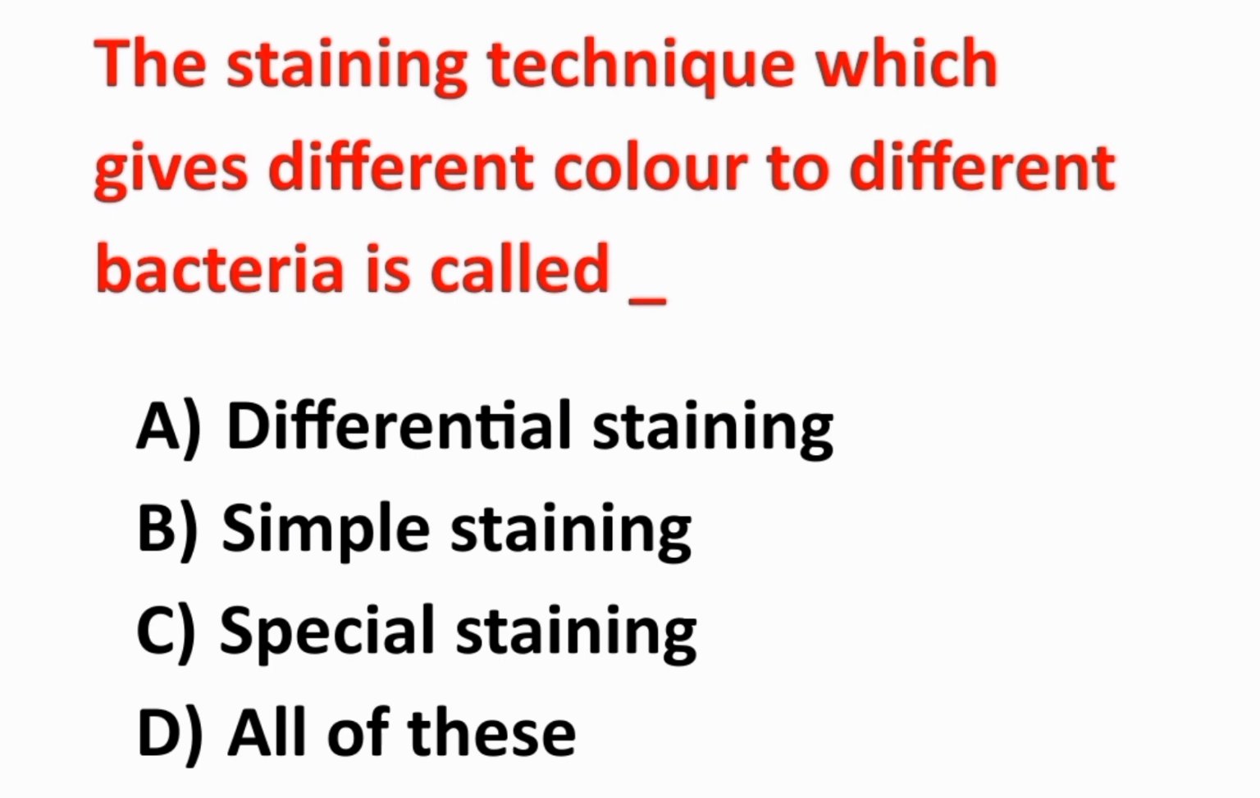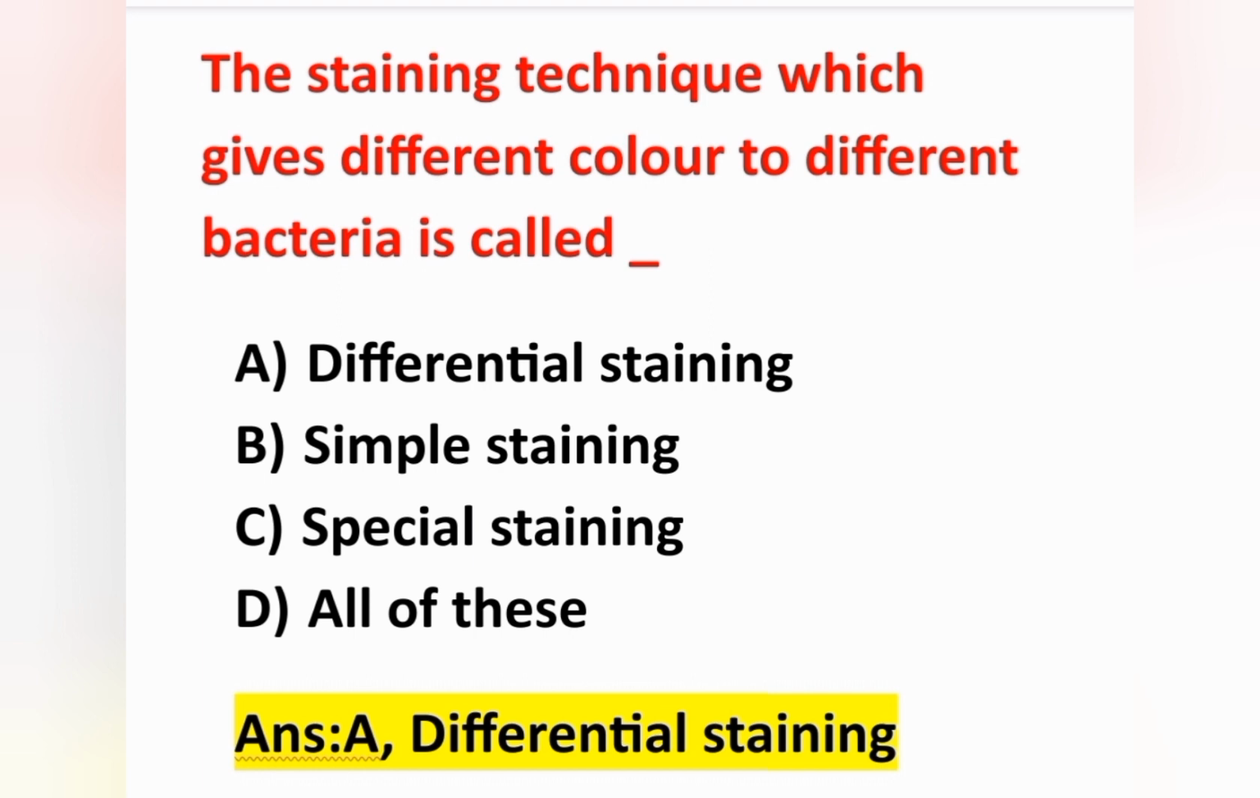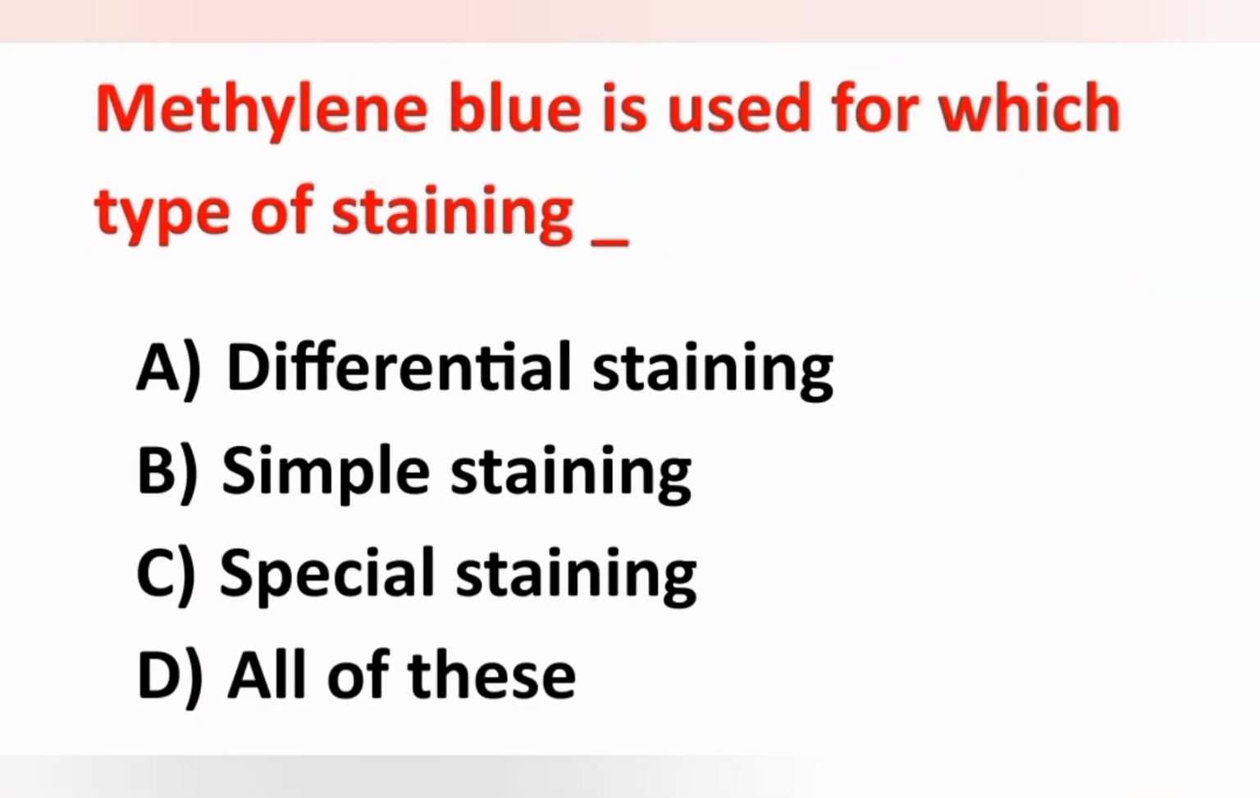The staining technique which gives different color to different bacteria is called. Options: option A differential staining, option B simple staining, option C special staining, and option D all of this. And the correct answer for this question is option A, differential staining is a staining technique which gives different color to different bacteria.